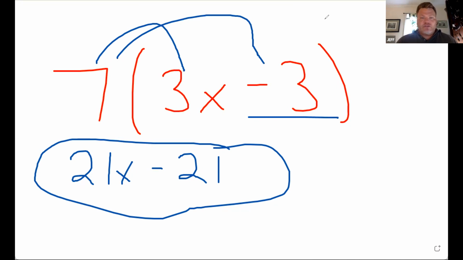So that is the distributive property formula. I'm losing my mind.